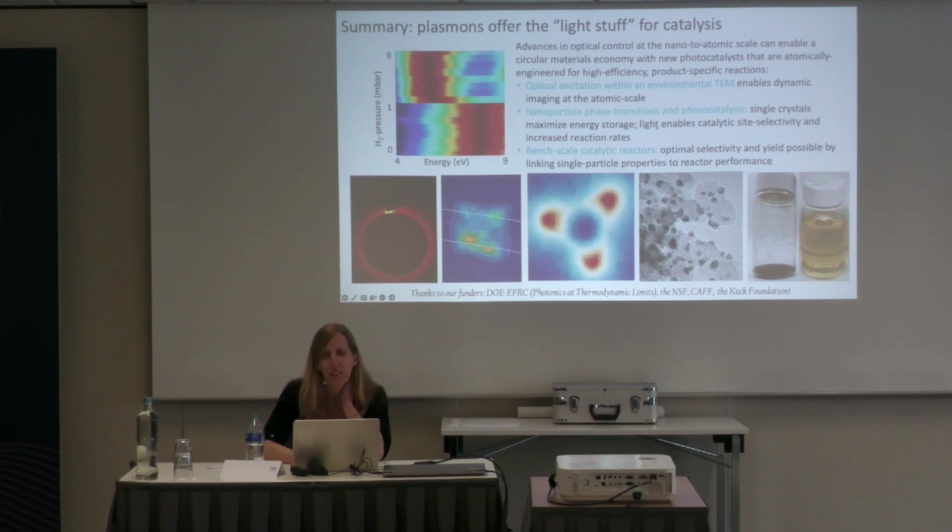And then I also showed you how light enables catalytic site selectivity and increased reaction rates, and also allows for selectivity in the conversion by being able to trigger the release of hydrogen.